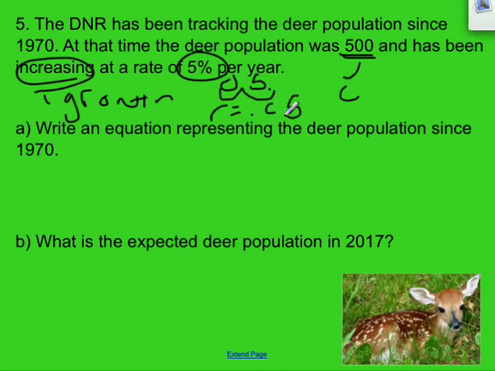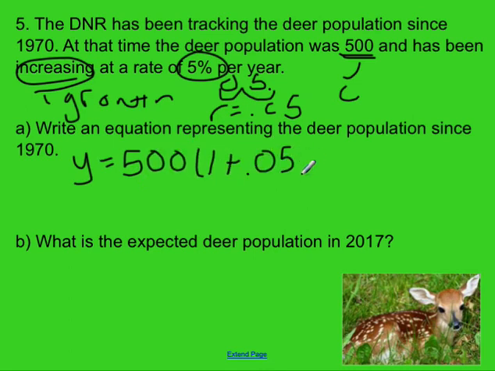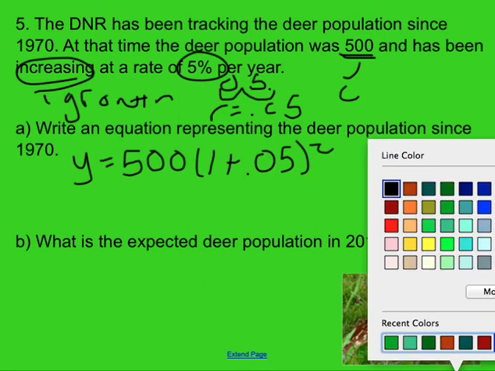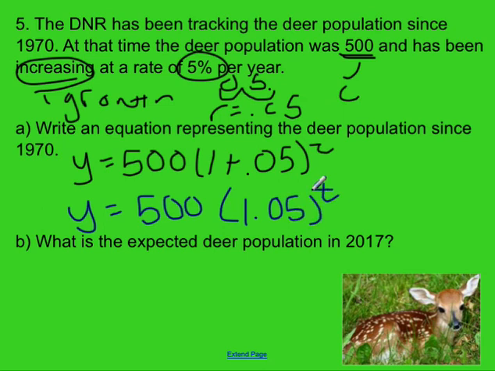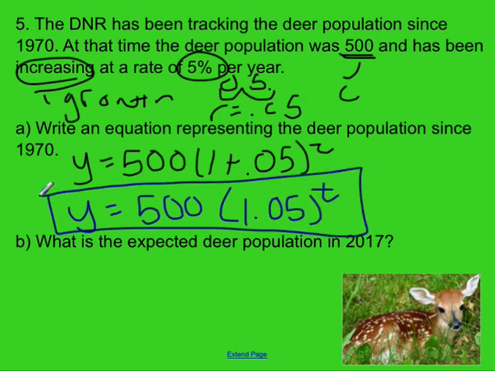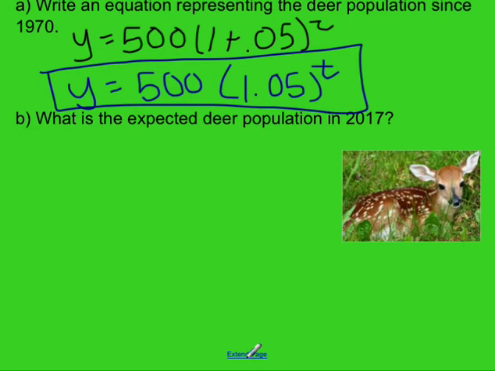The first question asked me to write an equation representing the deer population since 1970. So let's write it out. So we're going to have our starting value, which is 500, times 1 plus our rate, which is 0.05, and we're just going to raise it to the t power because we don't know what the time is yet. Well, I do actually have to add those together in order to have my completed equation. So that just becomes 1.05 raised to the t power. So that right there is the equation representing the deer population.